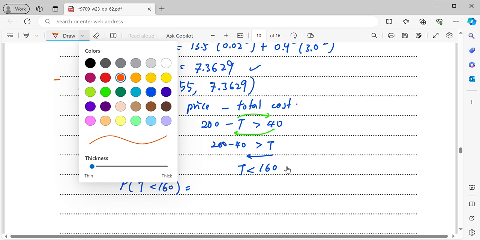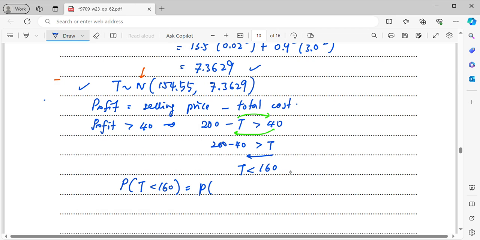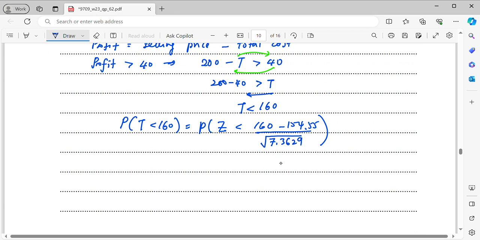So it will be the probability of Z less than 160 minus 154.55 over the standard deviation, so the square root of the variance, 7.3629. Alright, so then from here you will be getting P(Z less than 2.045).